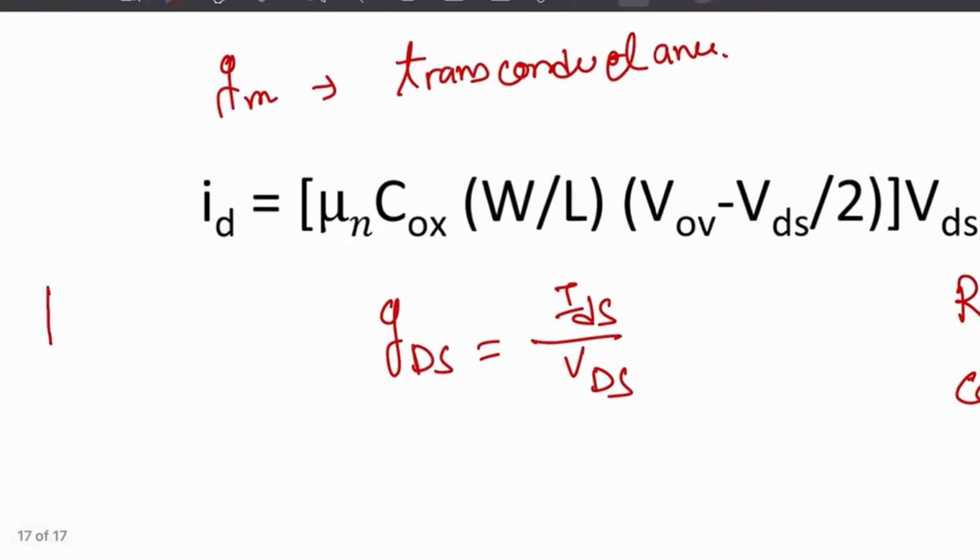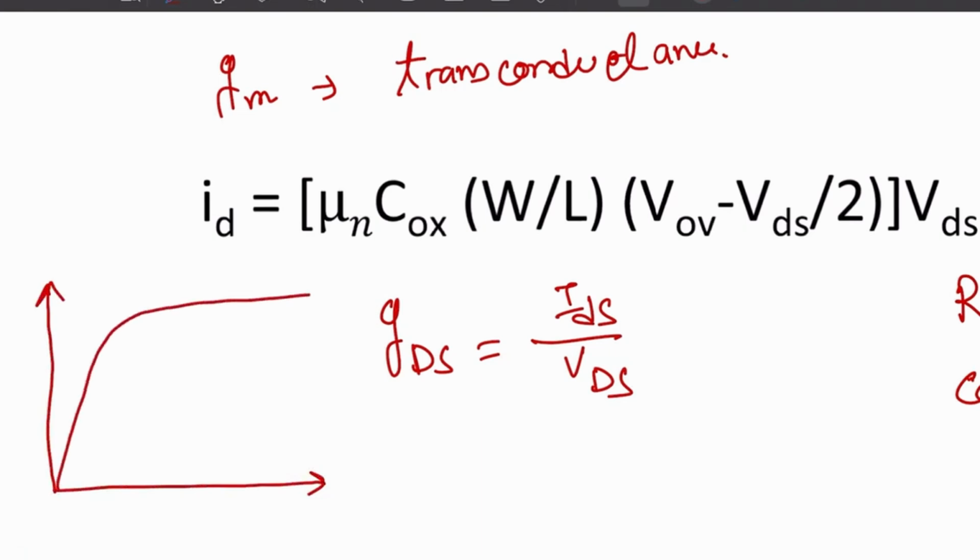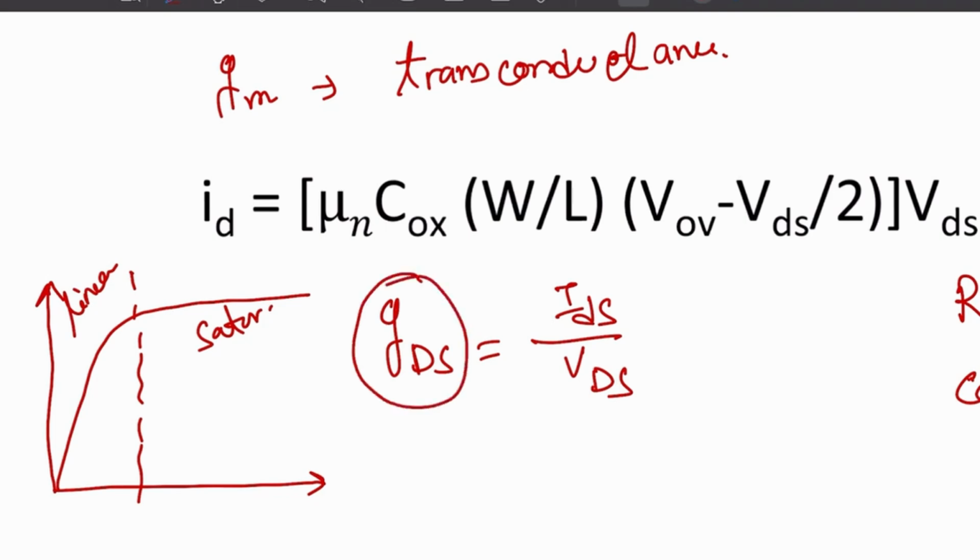Okay, so in the output characteristics we have two regions, right? This is the linear region and this is the saturation region. We are calculating the drain conductance, IDS by VDS, so this will be in the linear region, that means this part. This side is the VDS and this side is the ID, right? We need to calculate the drain conductance when VGS is constant. That means we need to calculate this slope.